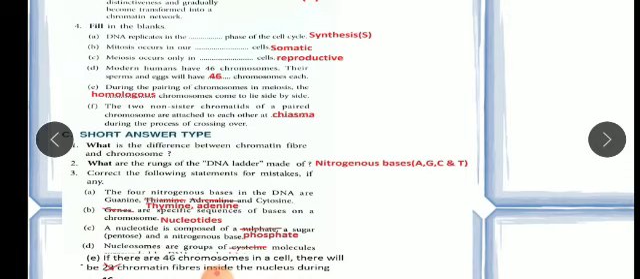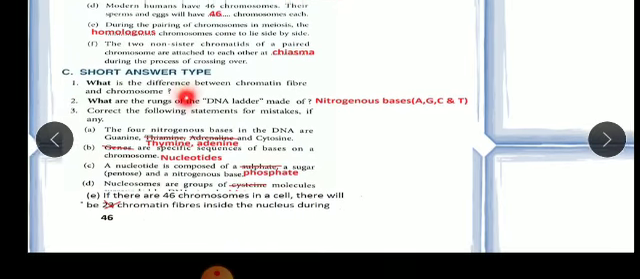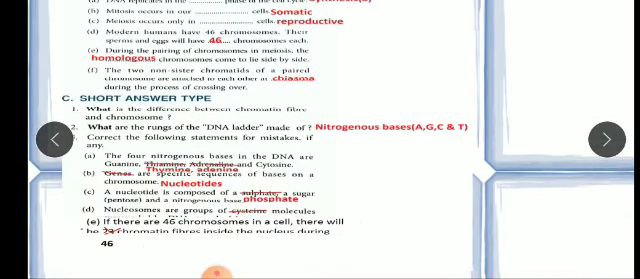Okay. Now during the pairing of chromosomes in meiosis, the homologous chromosomes come to lie side by side. Homologous chromosomes I have explained to you in meiosis: one comes from the paternal chromosome and one from the maternal chromosome.